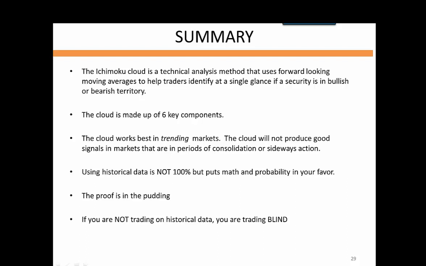Using historical data is not 100%, but it puts math and probability in your favor. The proof is in the pudding, as I say. If you're not trading with historical data, you're trading completely, utterly blind. There are 1,100 lines of code that my programmer wrote so I could build this indicator for you guys. If you're just trading Apple randomly on the 30-minute bar, why? You have no idea if it works.